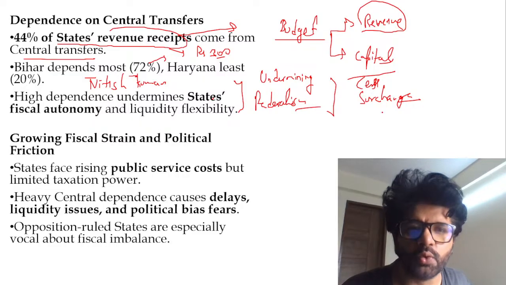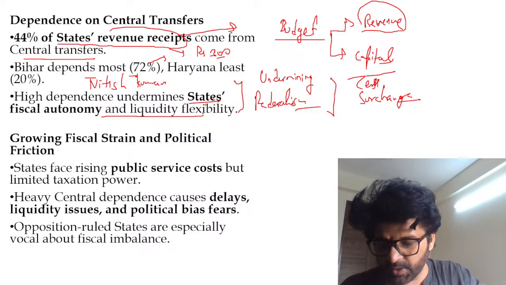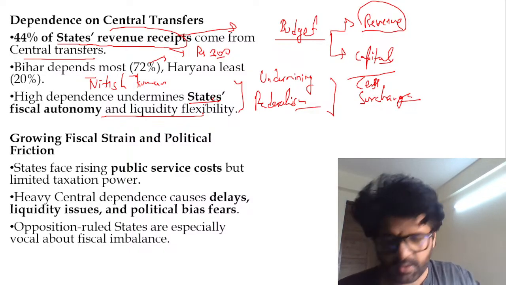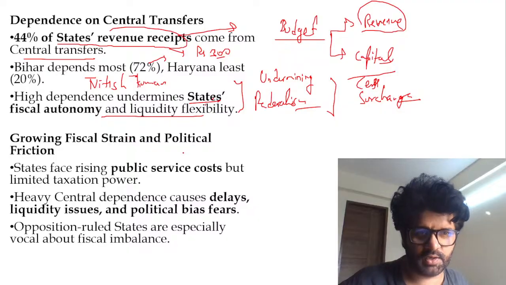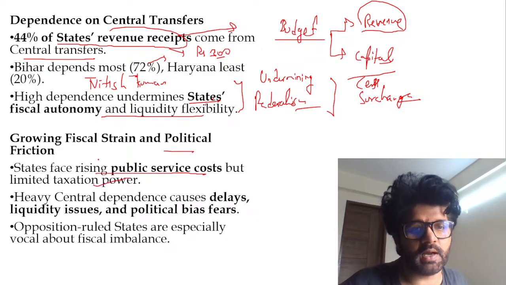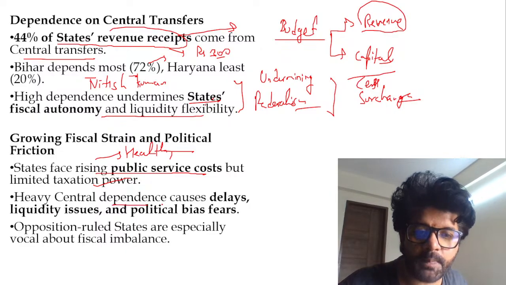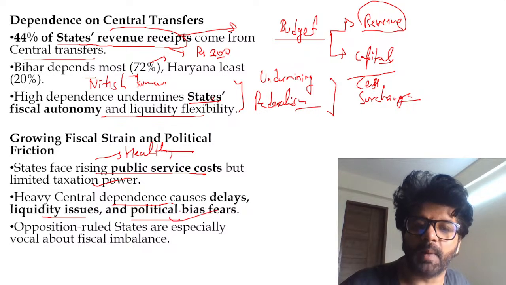God knows where your country is going, right? So high dependence undermines states' fiscal autonomy and liquidity flexibility. Why did you people not say anything related to that part? So growing fiscal strain and political friction. States face rising public service costs and limited taxation power. They have to take care of health, education, infrastructure. They don't have money. Heavy central dependence causes delays, liquidity issues, political bias.